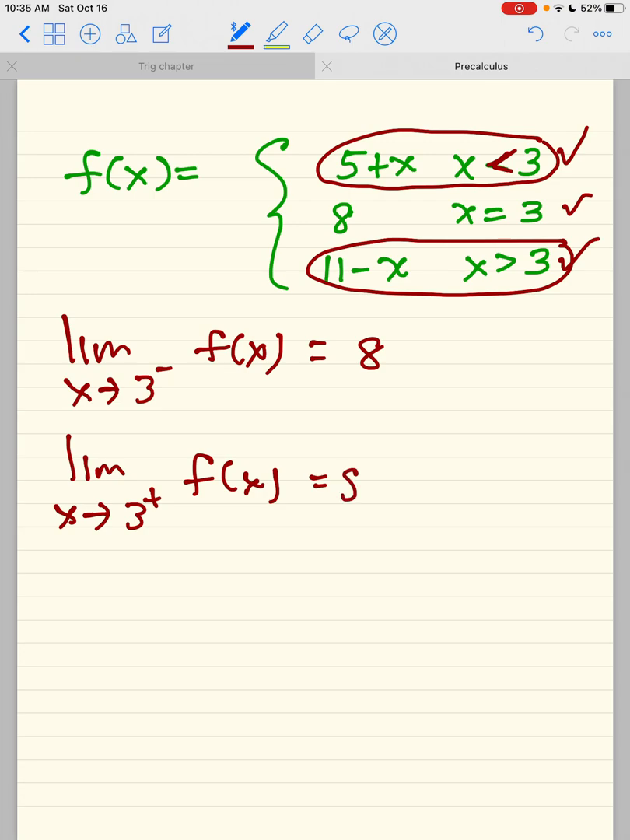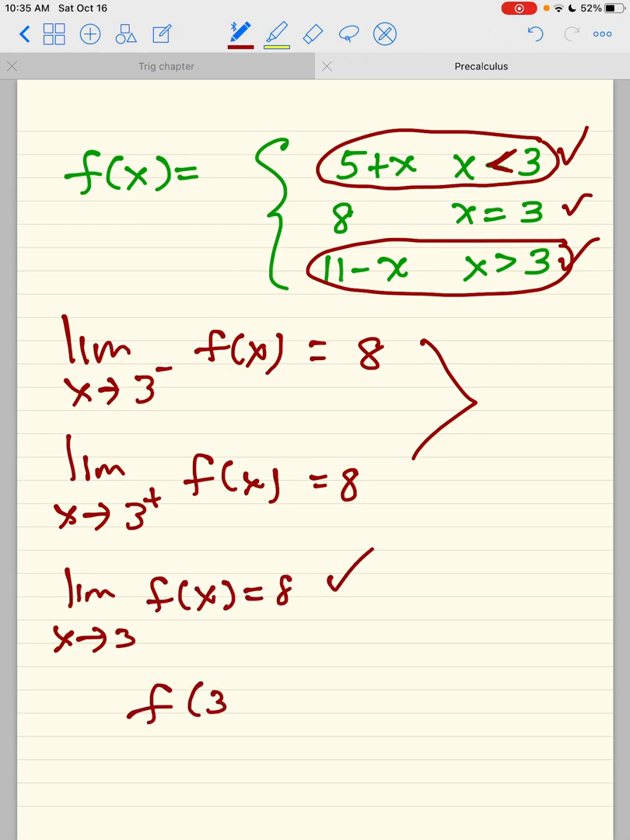Plug the 3 in. That's from the right. These two match. So that means the limit as x approaches 3 in general is 8. Now you need the f of 3. This time the f of 3 is different. It's not the equal sign here or here. It's here. That just so happens to be 8. And this function is continuous. Okay?